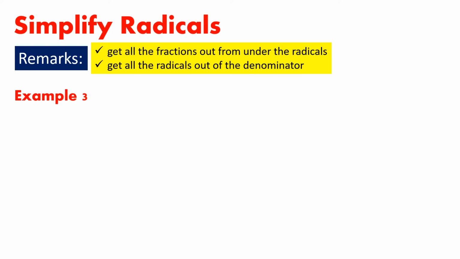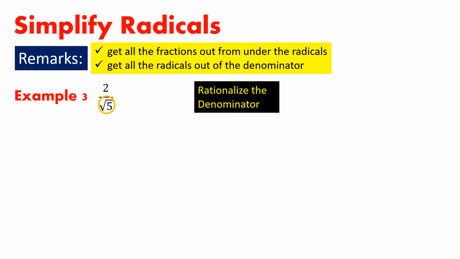Suppose in example 3, we have 2 all over square root of 5. Note that 5 is not a perfect square. So, square root of 5 is an irrational number. We do a process called rationalizing the denominator. To make our denominator a rational number, we need to multiply 2 over square root of 5 by square root of 5 all over square root of 5.